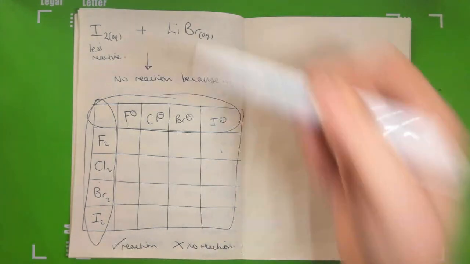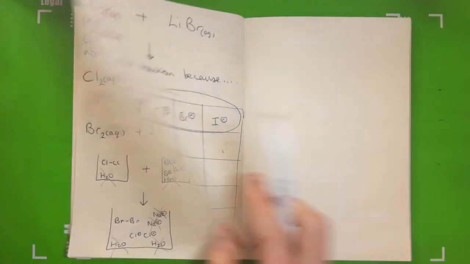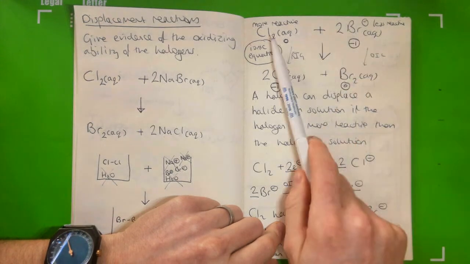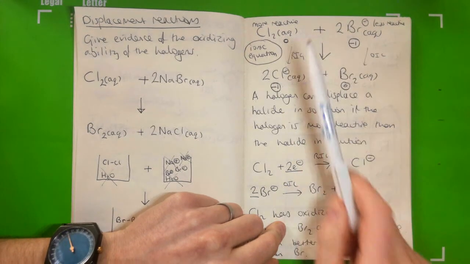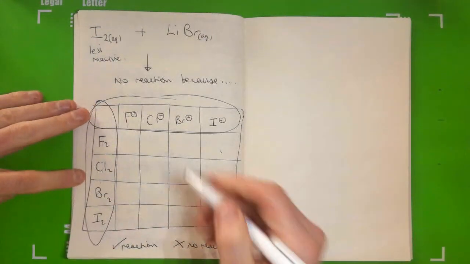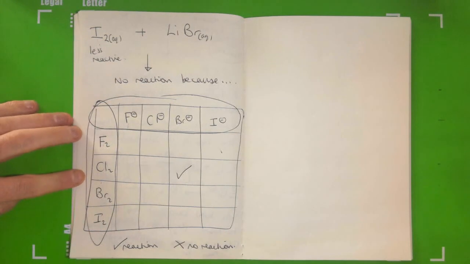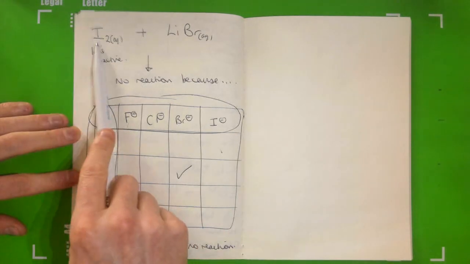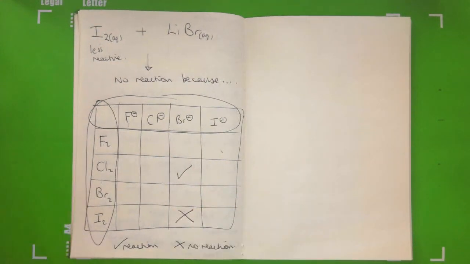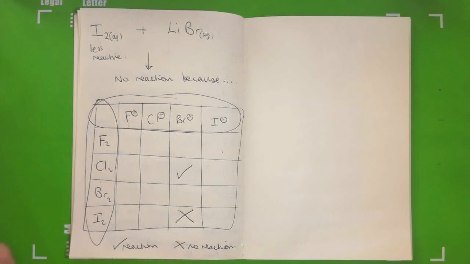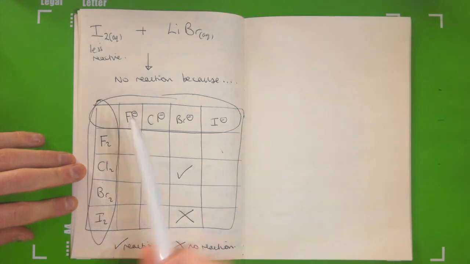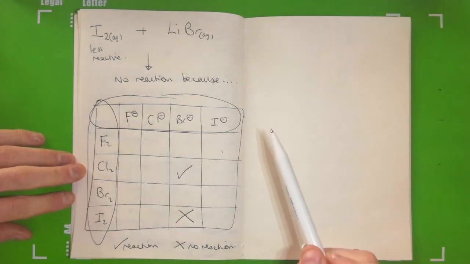Now let's have a look at the ones that we've already done. So we know that there's going to be a reaction between chlorine and bromide, because chlorine is a better oxidizing agent than bromine. So chlorine and bromide, there's going to be a reaction. Tick. We know that there's going to be no reaction between iodine and bromide. Like that. And all we need to do, really, is just compare whether these are more reactive than these, essentially. That's all we need to do.